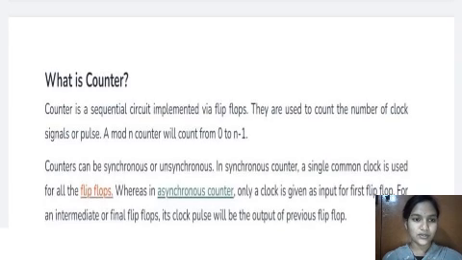So what is a counter? A counter is a sequential circuit implemented via flip-flops. They are used to count the number of clock signals or pulses. A mod-n counter will count from 0 to n minus 1. Counters can be synchronous or asynchronous. In a synchronous counter, a single common clock is used for all the flip-flops, whereas in asynchronous counters, the clock is given as input only to the first flip-flop. For the intermediate or final flip-flops, the clock pulse will be the output of the previous flip-flop.